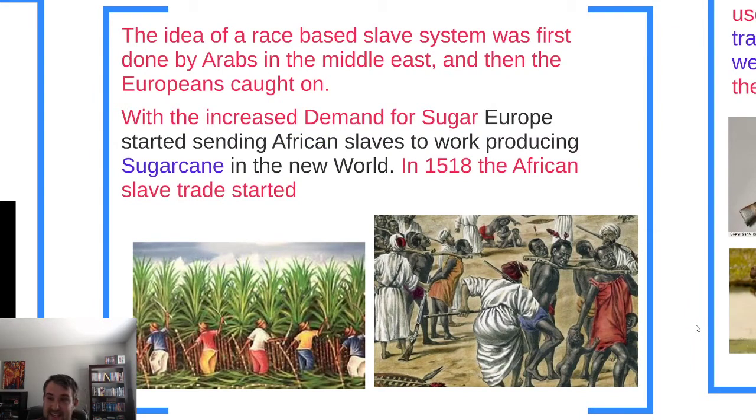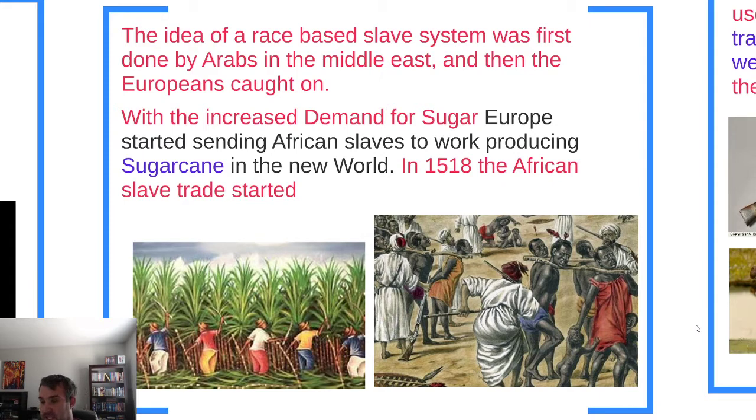Okay, and the idea of a race-based slave system was first done by Arabs in the Middle East, but then Europeans saw how the Middle East was doing it, and they said, okay, we're going to do the same thing, and we're going to make that happen in the New World. There obviously were no people of African descent in the New World when Europeans showed up, so they started to create these laws and policies saying if you are of African descent in the New World, you are property. Something like that never really happened in the old world. Usually people made slavery out of each other in their own ethnic groups, but now it has this whole racial element.